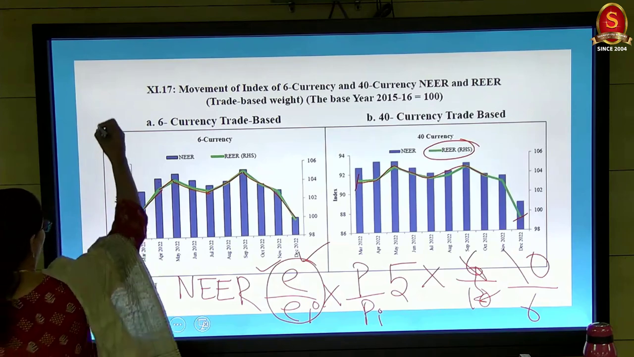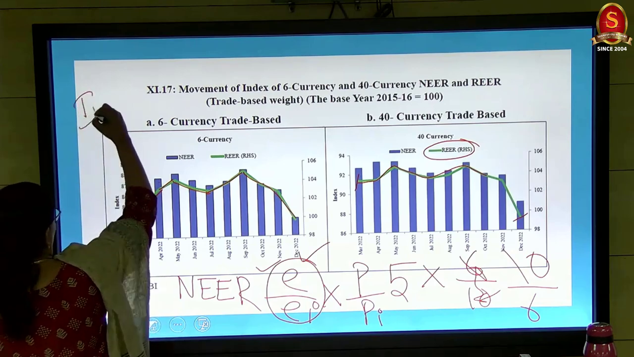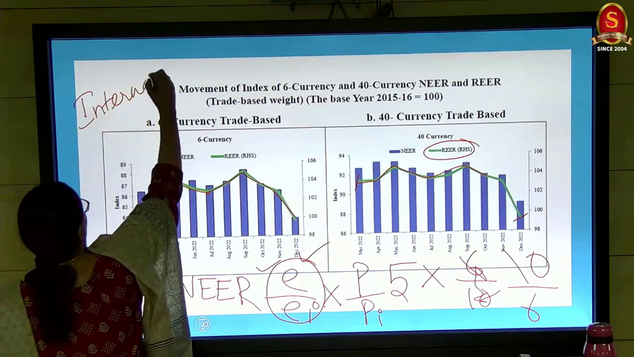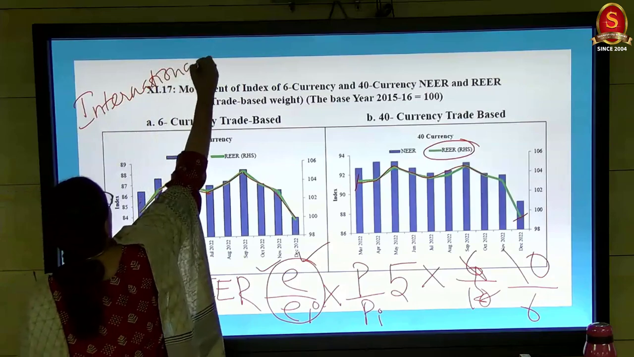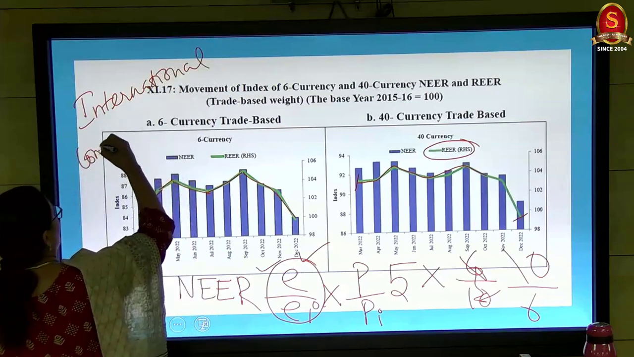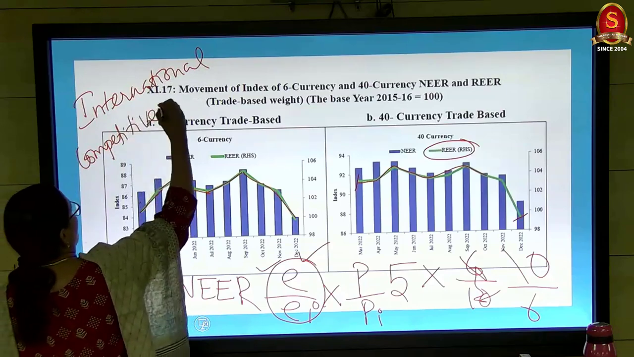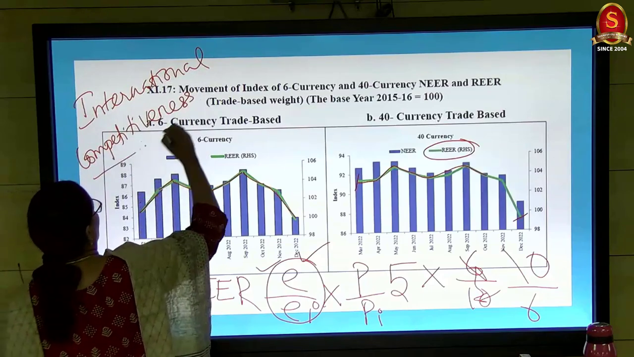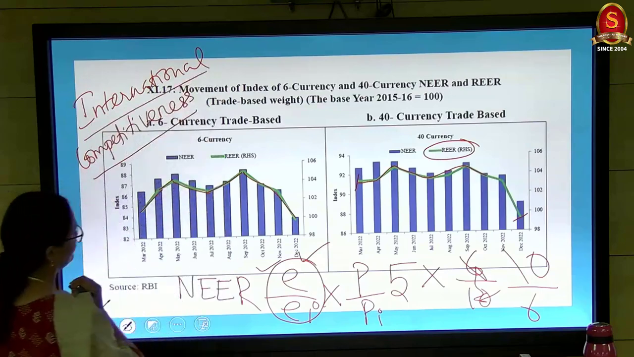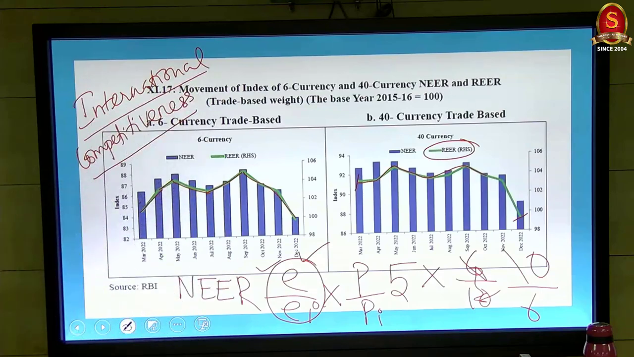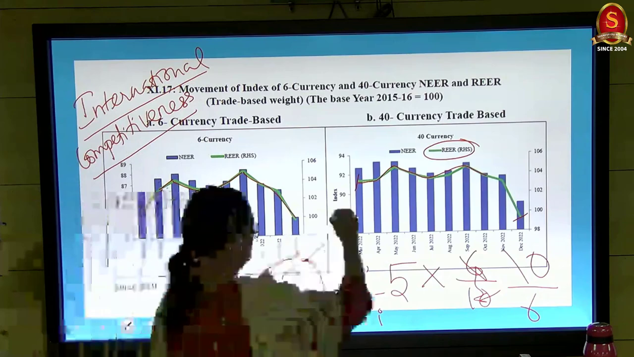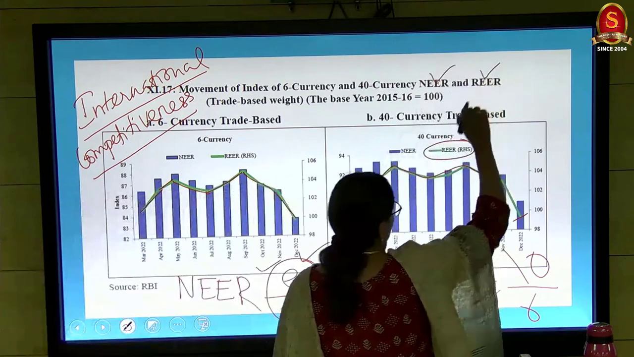One keyword you have to remember in this is that both NEER and REER are being used for measuring the international competitiveness.